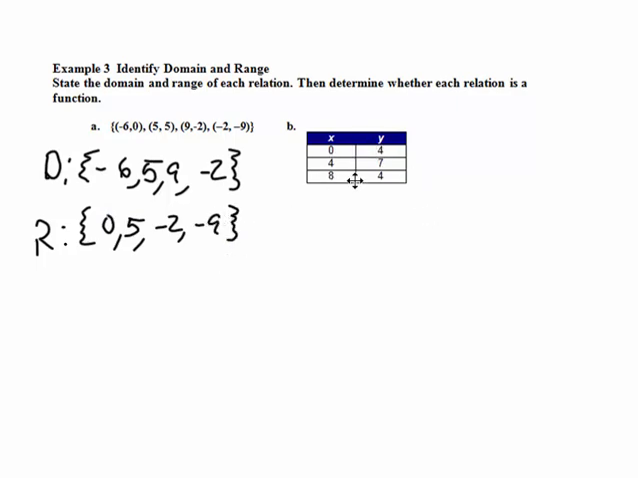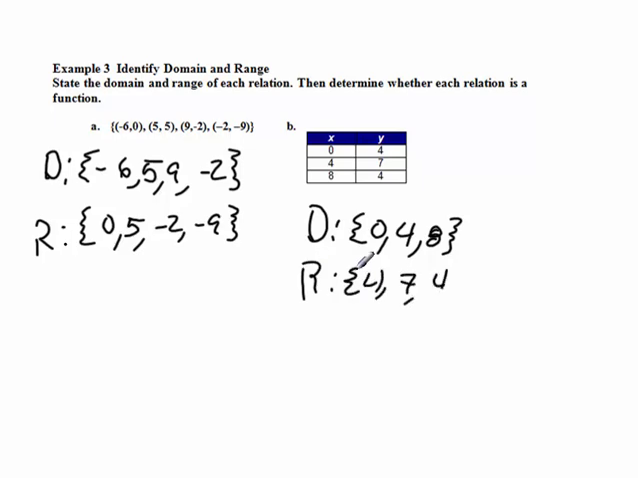Now here we have a table of values, right, where it gives us the x values, which is our domain. So our domain is pretty well spelled out for us: 0, 4, and 8. And the range is given as 4, 7, and 4. Okay, now let's determine, sorry for jumping back, let's determine now if A is a function.